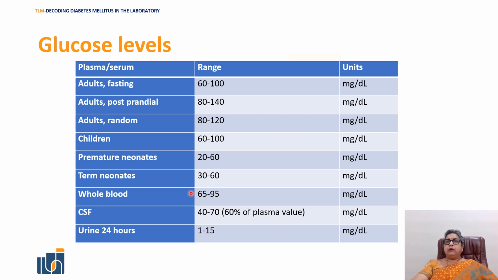So this reference range changes with the state of the patient or the time of collection of sample, the type of sample, and the age of the patient. So you have different glucose levels, and when you report, it should be with the corresponding age and the corresponding state of the patient and the corresponding sample. That is very important if your report has to have any relevance.